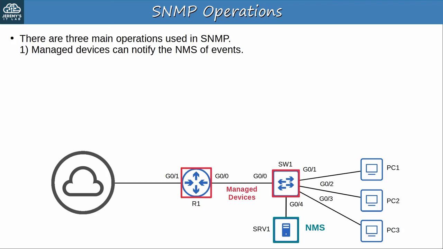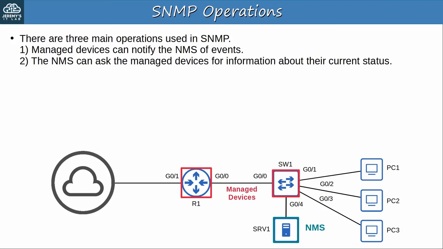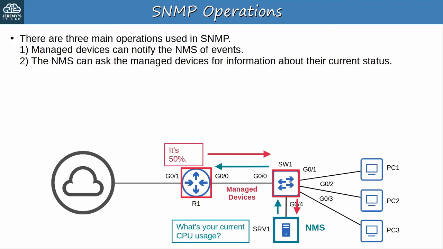Okay, so managed devices can notify the NMS of events such as interfaces going up and down. The NMS can also ask the managed devices for information about their status. For example, perhaps the NMS, server 1, asks R1 what its current CPU usage is. You want to make sure your network devices aren't being overloaded and working too hard. R1 will then reply to the NMS, for example, telling server 1 that its CPU usage is at 50%. So that's another function of SNMP.